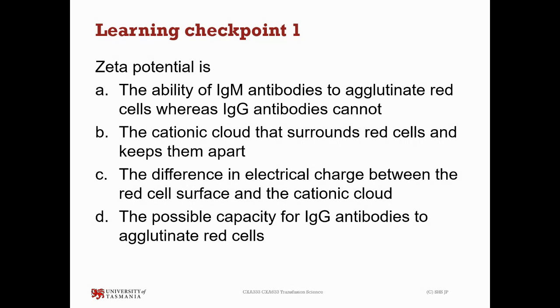Okay, come on, 2 people to go. All right. Okay, so yes, C is the correct answer. The difference in electrical charge between the red cell surface and the surface of the cationic cloud. That's what the zeta potential is. What it does is it surrounds the cells and keeps them apart. Well done. All right, next one.